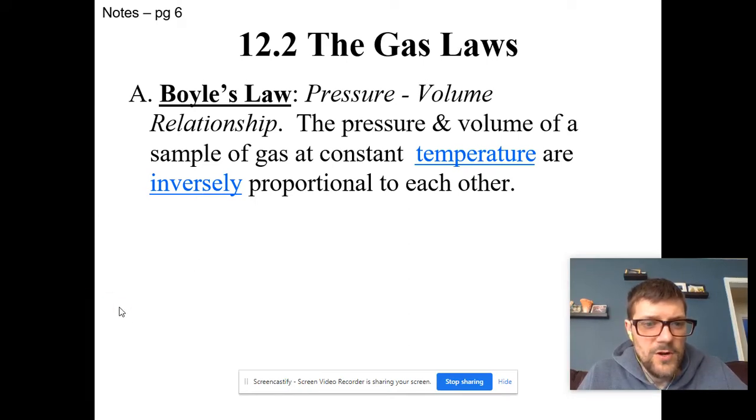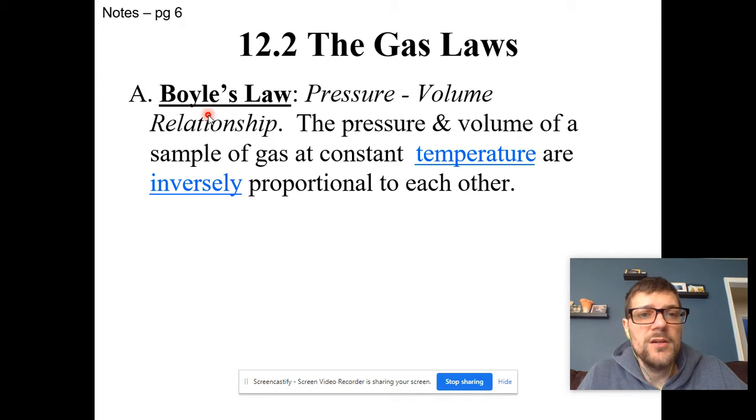Today we're going to continue our discussion of gases by talking about the first of our gas laws. We're going to talk about Boyle's Law today. We're going to be taking it pretty slow throughout this chapter, going just one gas law at a time, giving you some time to practice, and then coming back. So if you have my packet, this is notes page 6, and we're picking up with Boyle's Law.